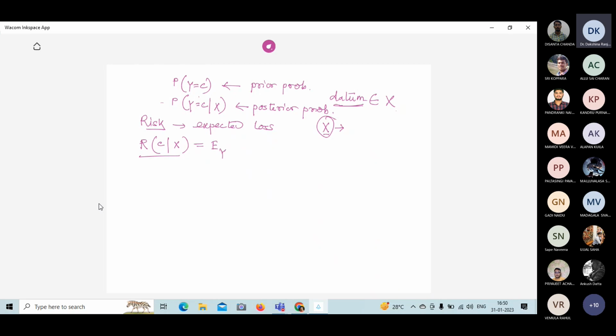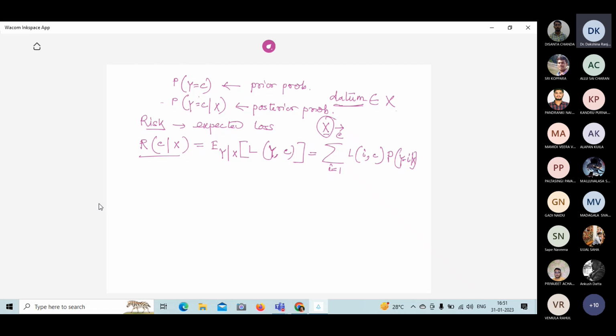So the expected loss is given by, we can write, E Y given X of L of Y, C. Here Y represents the class level and C represents a particular class that we are going to predict for the unknown sample X. So for the expected loss, we get the summation over I equals 1 to capital C of L of I comma C and the probability of Y equals I given X.